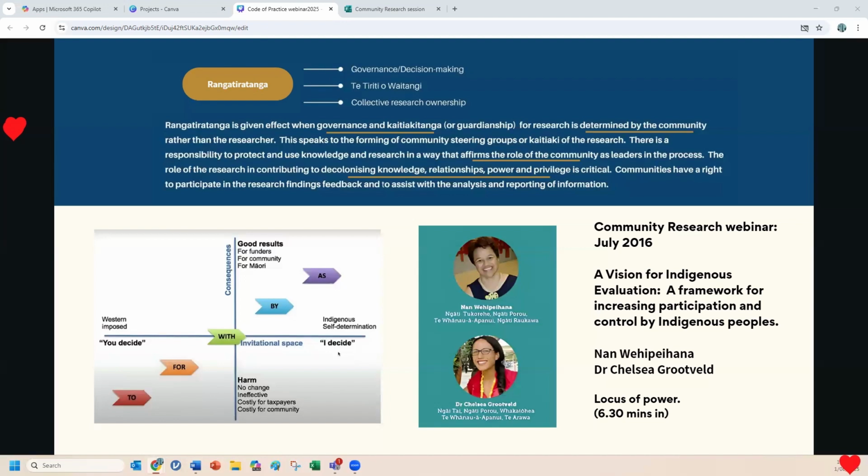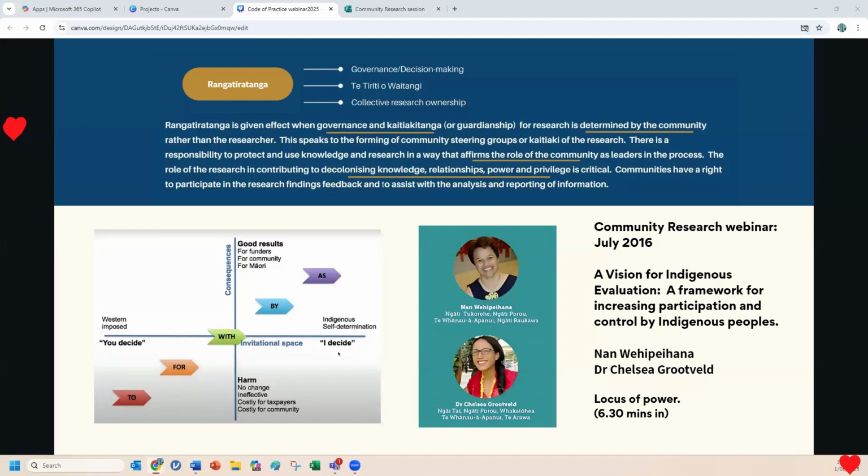And if we think about in the past, that concept that research was done to Māori, right? So government would create a research project and they'd get Māori research participants. And then the concept went to, oh, we're doing it for Māori and then with Māori. But actually the aspiration is for Māori to do research as Māori.